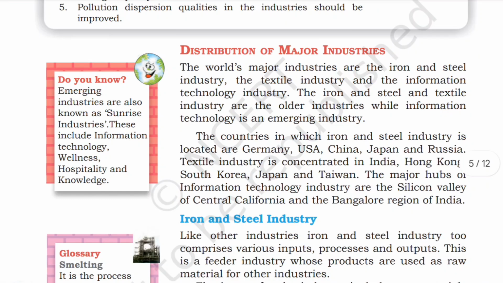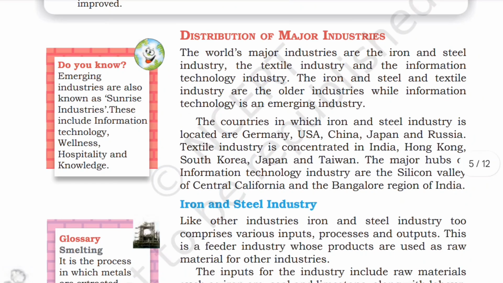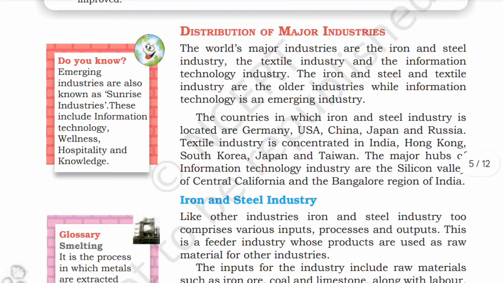The textile industry is concentrated in India, Hong Kong, South Korea, Japan and Taiwan. The major hubs of the information technology industry are the Silicon Valley of Central California and the Bangalore region of India. Do you know emerging industries are also known as sunrise industries? These include information technology, wellness, hospitality and knowledge.